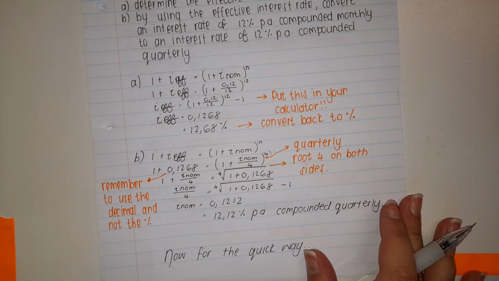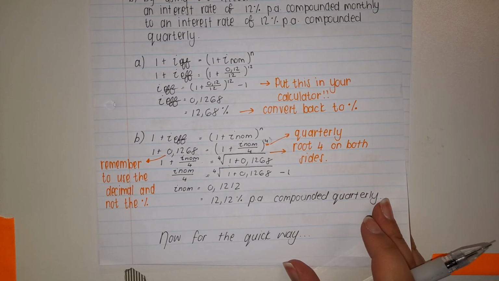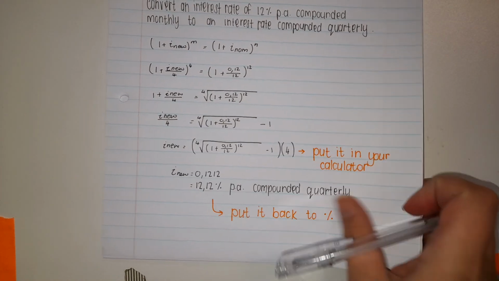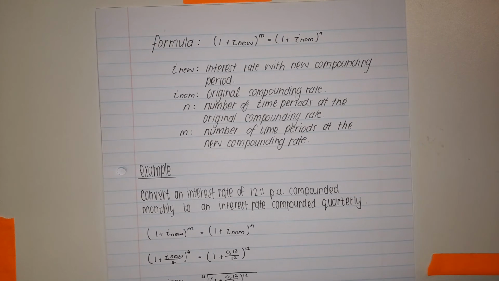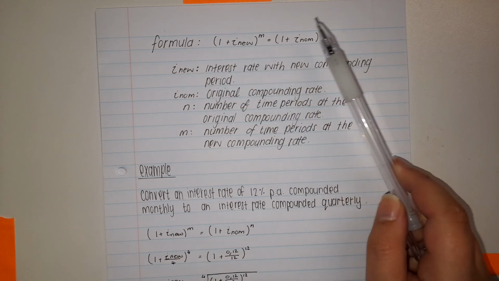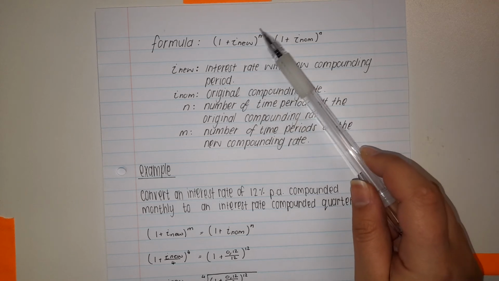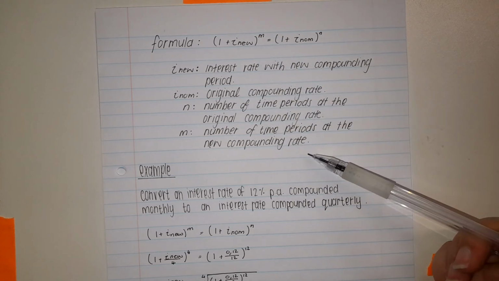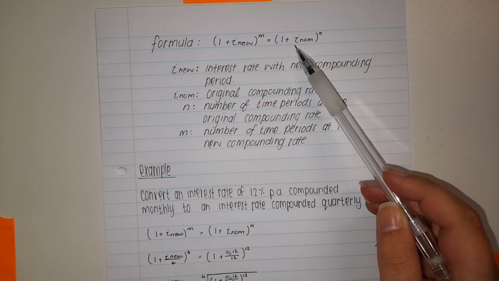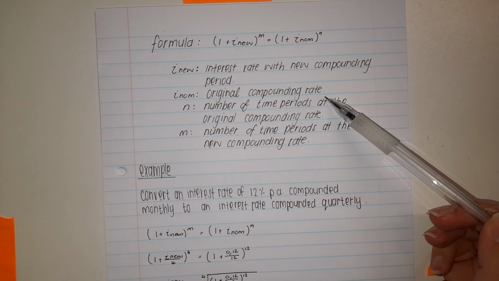So this was a very long one, and now we're getting to a quick way. Our formula to convert from our original interest rate to a new interest rate is 1 plus i_new, where i_new is the interest rate with the new compounding period, which is m, my new compounding period, equals 1 plus i_nom, which is my nominal interest rate, also my original interest rate, usually the one they give me in the question.